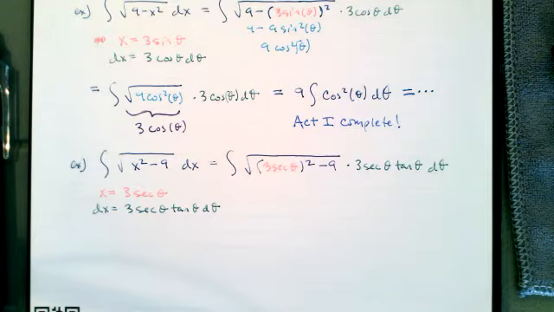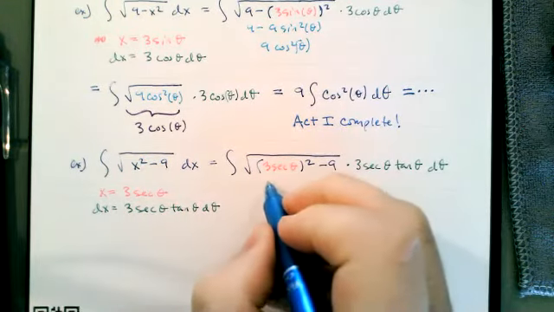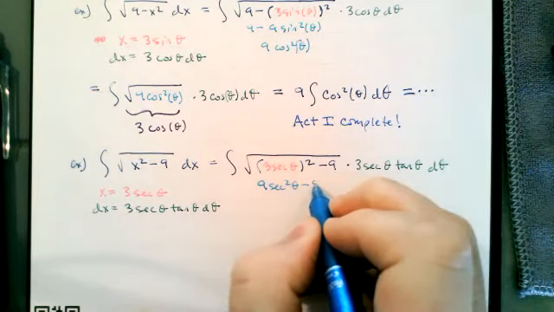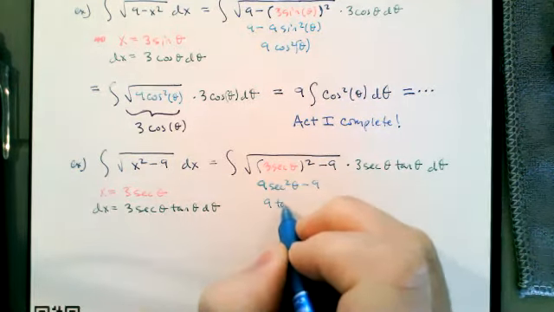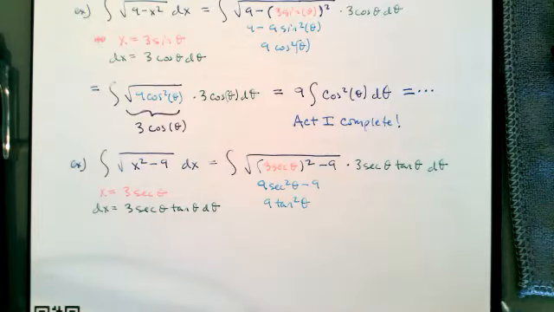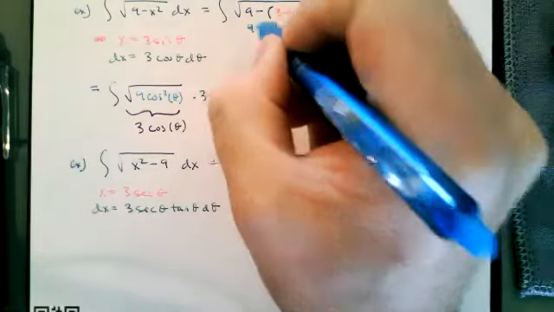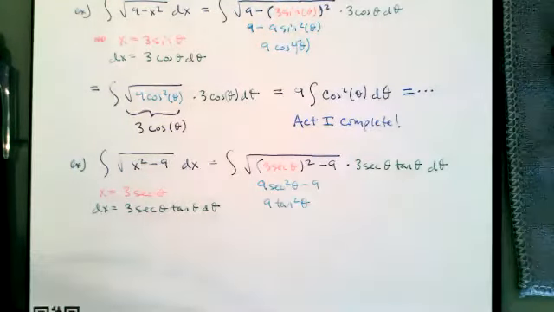Inside the radical, the thing that we expect to happen happens. The Pythagorean identity comes along and replaces a secant squared minus 1 with tangent squared. That was the point of doing this substitution. So 9 secant squared theta minus 9 is 9 tangent squared theta. That was the point of this exercise. That is why we are doing a trigonometric substitution in the first place, because it makes this happen.